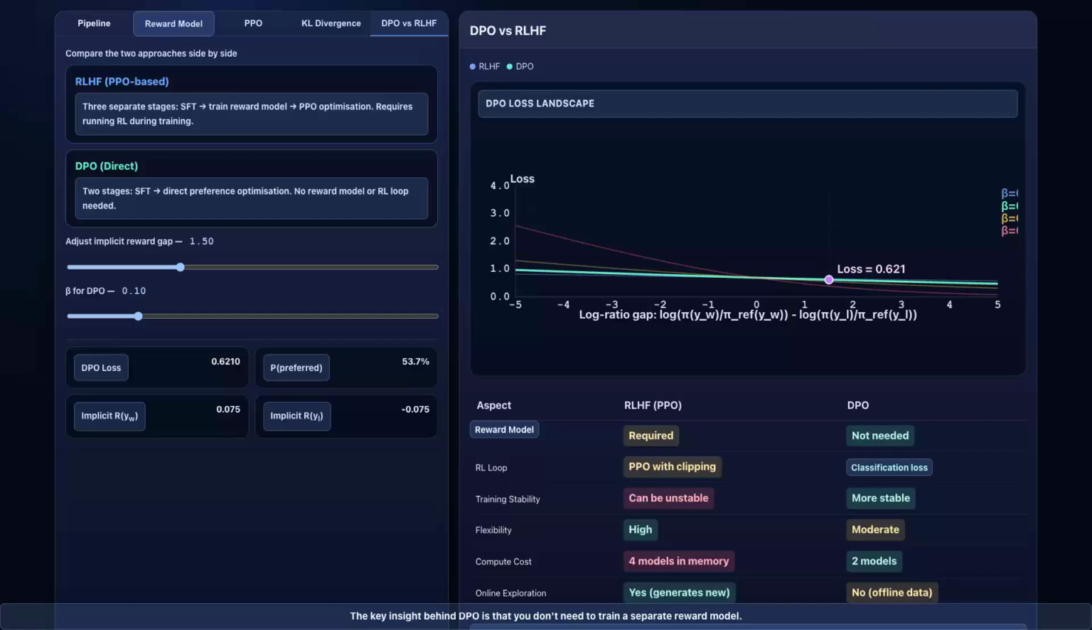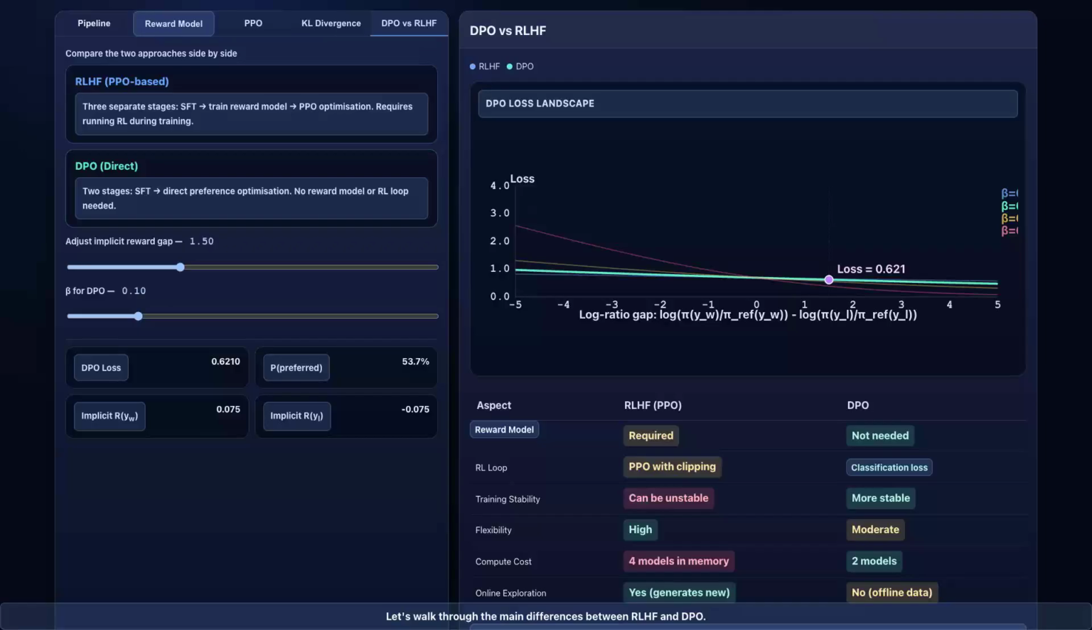The key insight behind DPO is that you don't need to train a separate reward model. Instead, the reward is defined implicitly by the policy itself. It's proportional to the log of the policy's probability ratio compared to the reference model, scaled by beta. This means DPO can optimize directly from preferences, streamlining the process.